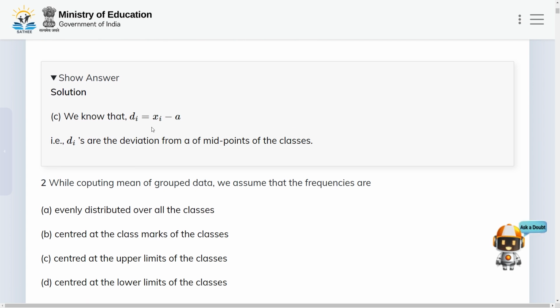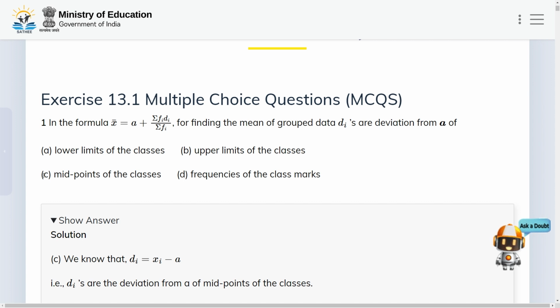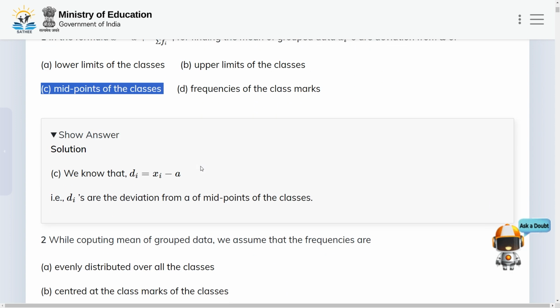So basically we know that di is actually equal to xi minus a. That means class mark xi minus assumed mean a. Okay, this is actually di that we know from our previous lecture. So the dis are the deviations of the midpoints of the classes from a. So here option number C is the correct answer.